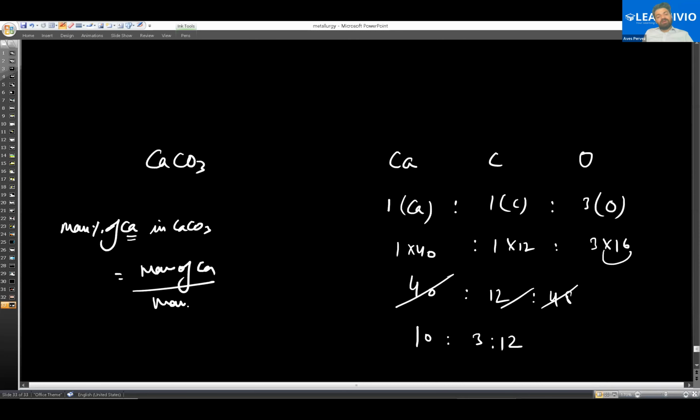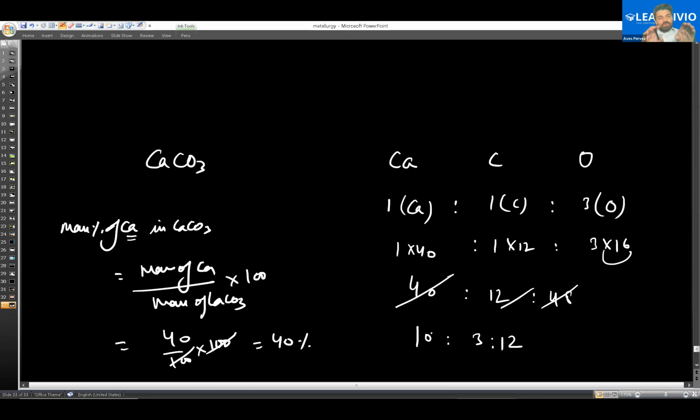Mass of calcium upon mass of calcium carbonate, and then you have to multiply by 100. You will get Ca 40 upon 100 into 100. You cancel out, you will get 40% as the mass percentage of calcium in calcium carbonate. But the ratio of calcium in calcium carbonate is 10 is to 3 is to 12, the elemental ratio. Got it?